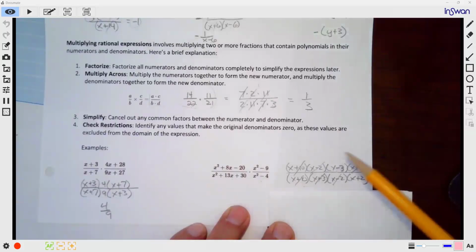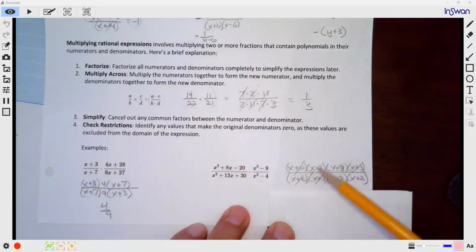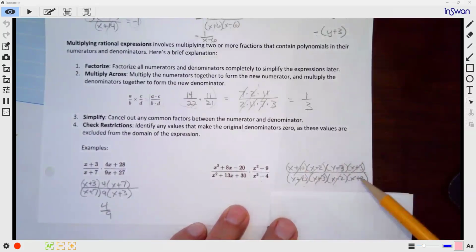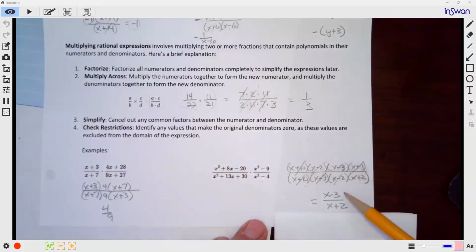And then I go, okay, what factors are common? Well, the x plus 10s can cancel, and x plus 2 can cancel, or excuse me, x minus 2 can cancel here. The x plus 3s can cancel here. And that's it. The only thing left over is an x minus 3 that didn't have a matching factor on the bottom, and an x plus 2 that didn't have a matching factor on top. So the solution would be x minus 3, x plus 2. Being able to factor makes these relatively simple. Factor everything, cancel common factors.